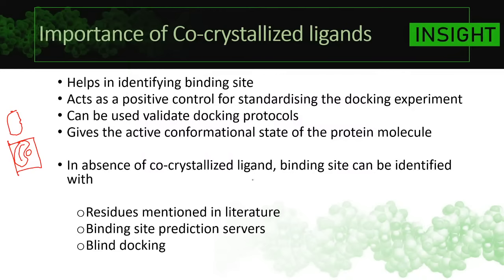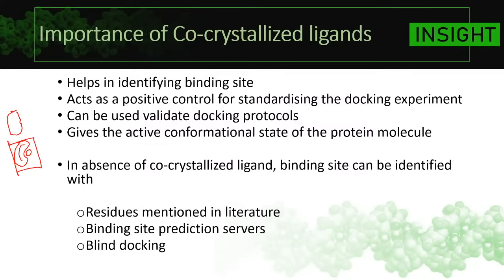In absence of the co-crystallized ligand, how can we find the binding site? So there are various ways. You can basically look for the protein's literature to find out the key residues in the functioning of the protein and then create a particular site of certain size around that.